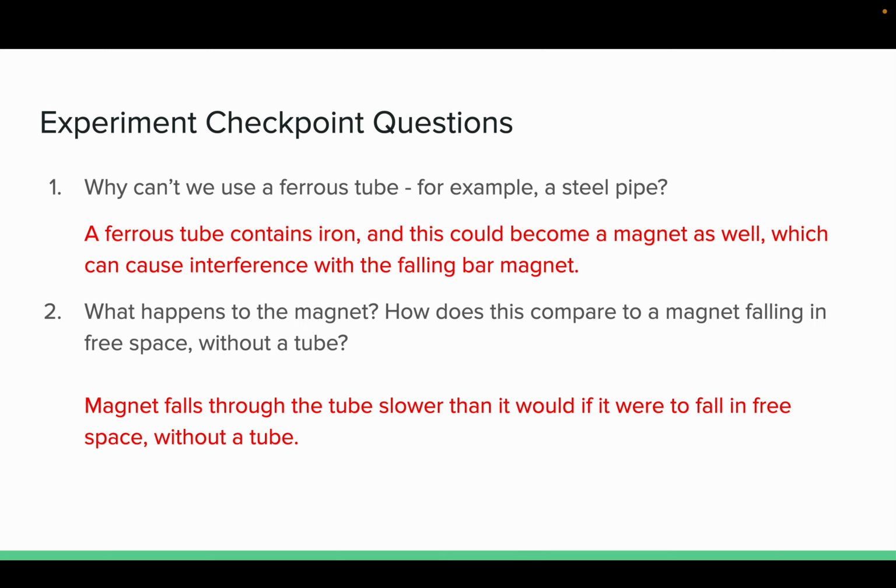And then what happens to the magnet? How does this compare to the magnet falling in free space? When the magnet falls through the tube, it falls much slower than it would if it had fallen in free space without a tube. I actually tested it out. I don't have it here, but in free space, it would probably take only about 0.3 seconds to fall through the same amount of tube length.